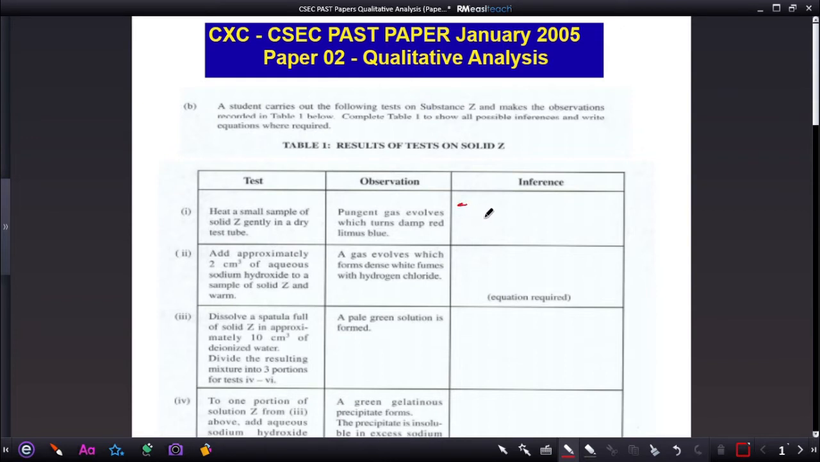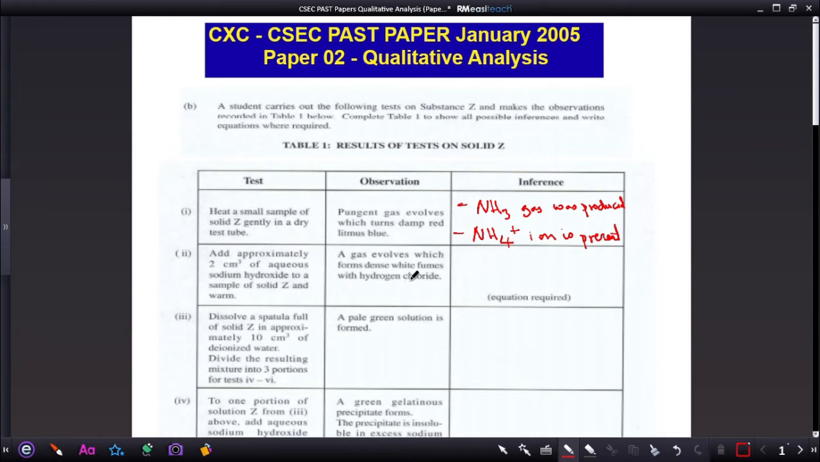So here we definitely know that ammonia gas was produced based on the observation there. What that means, so the source of ammonia should come from the fact that the ammonium ion is present. So due to the presence of the ammonium ion, that would have liberated the ammonia gas when it was heated in the dry test tube.